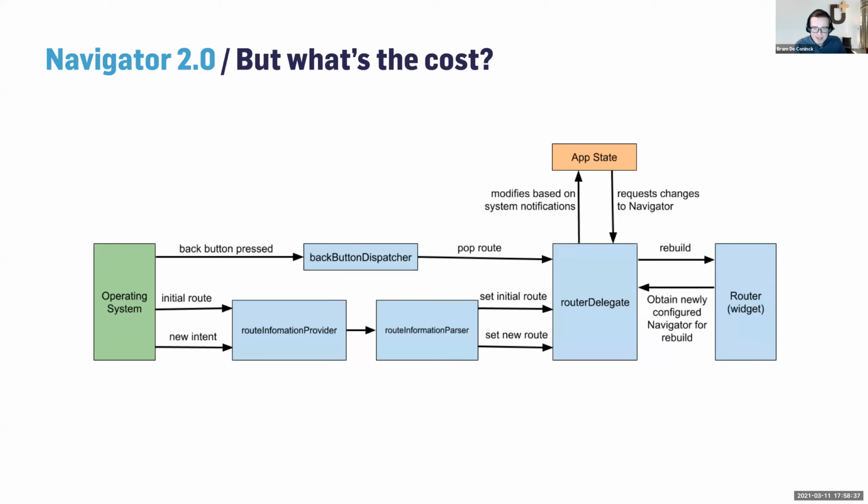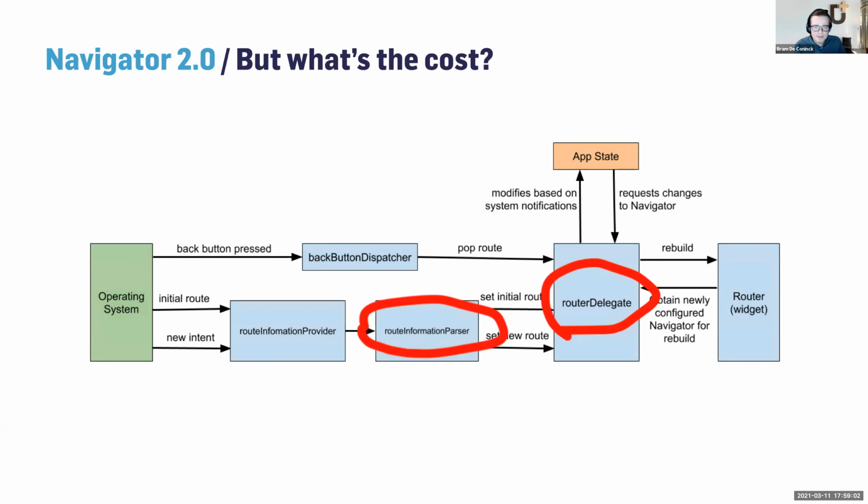One thing that isn't on this diagram is a flow from the router delegate back to the operating system, and that's only used on Flutter Web, or I think at the very least. It's when you change the screen, the address in the URL bar also has to be changed. So this is missing from the diagram, but yeah, it looks pretty complex. But you don't need to worry about everything, at least not when you're just starting out.